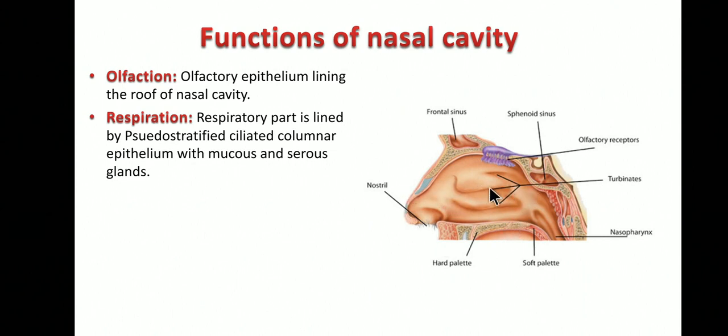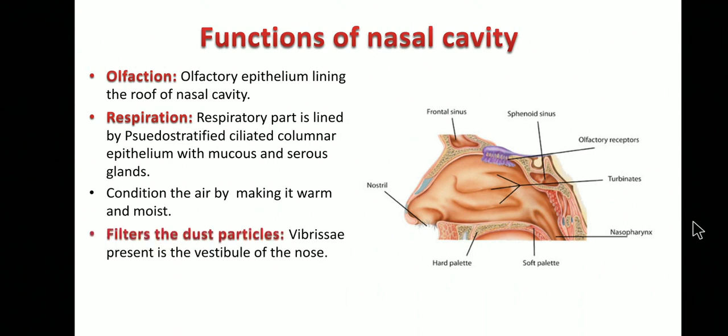The respiratory zone is lined by pseudostratified epithelium and consists of a lot of mucous and serous glands. Their main function is that the inspired air is conditioned. They make the air warmer and humidified, and the mucous secretions help to trap foreign particles. Through the beat of the pseudostratified epithelium, these particles are passed on to the nasopharynx and might be expelled through coughing or sneezing. That is one protective mechanism. In the same way, the vibrissae, the short, tough hairs I mentioned, filter the dust particles.